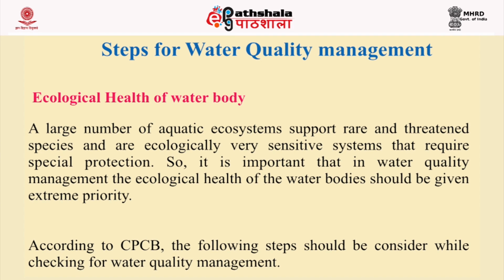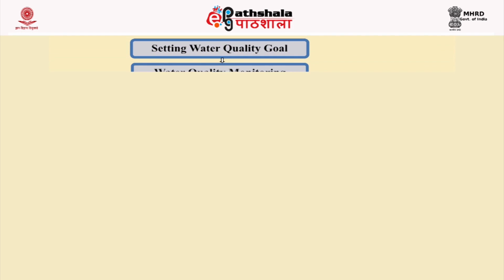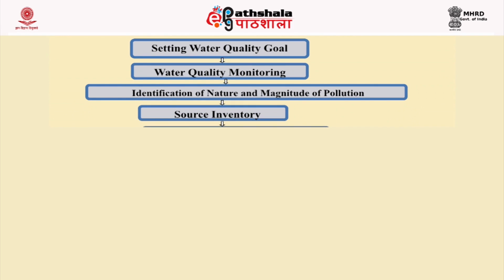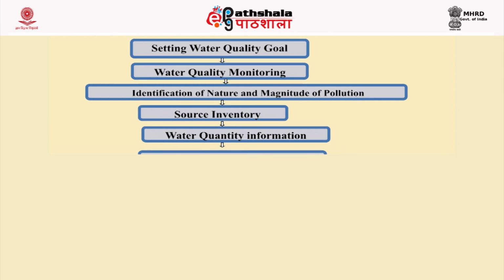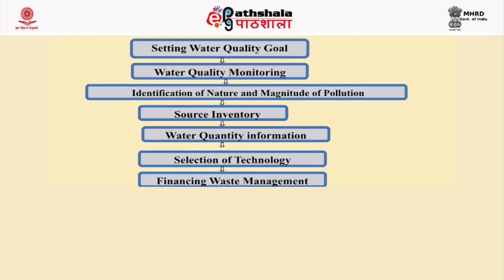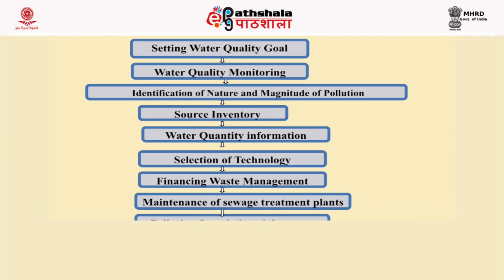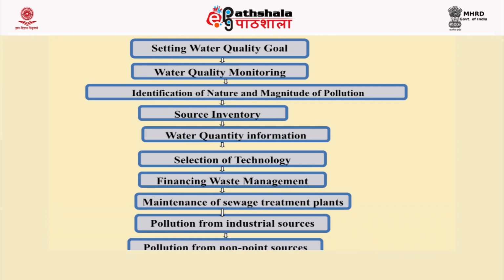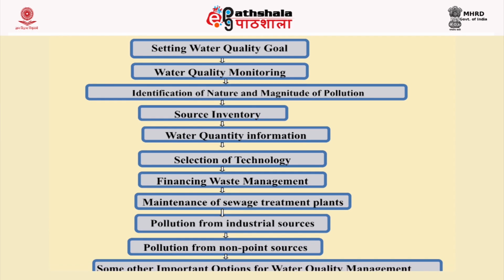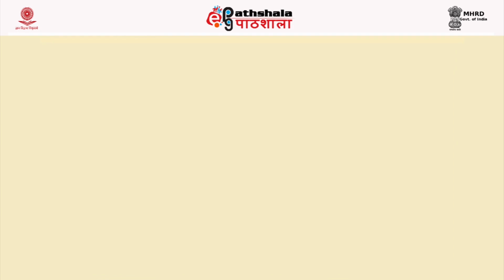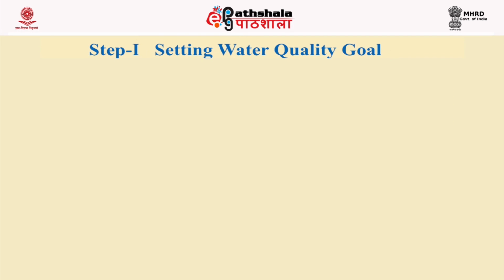Now, the different steps for water quality management are setting water quality goal, water quality monitoring, identification of nature and magnitude of pollution, source inventory, water quantity information, selection of technology, financing waste management, maintenance of sewage treatment plants, pollution from industrial sources, pollution from non-point sources, and finally some other important options for water quality management. Now let's learn these steps one by one.